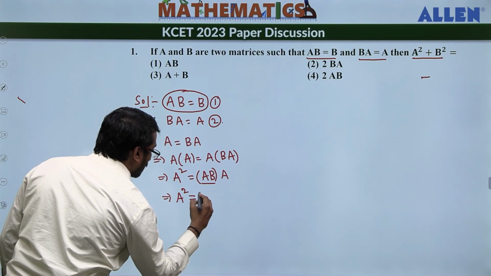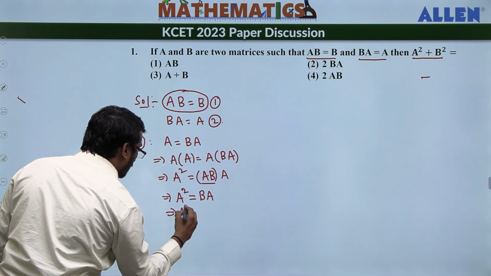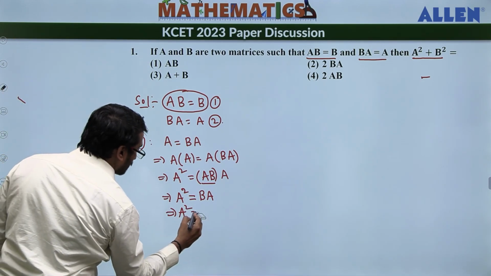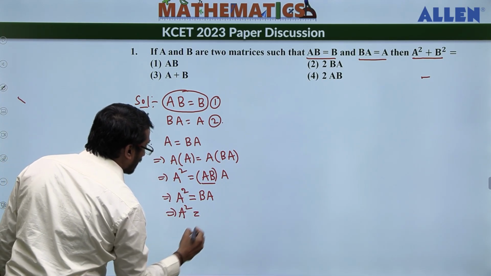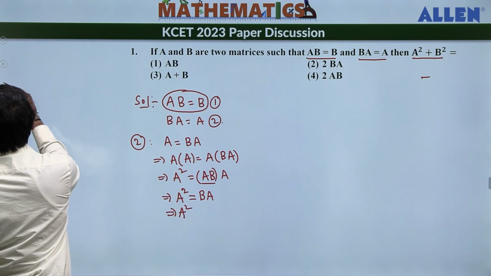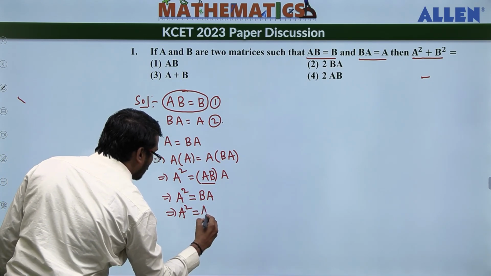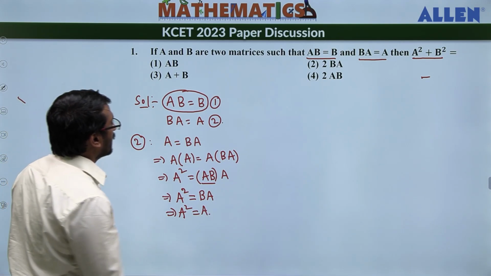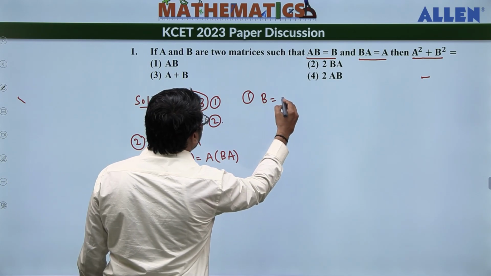So, BA. What is BA? In the given question BA is A. So, A square is equal to A. Now, take the first equation. B is equal to AB.